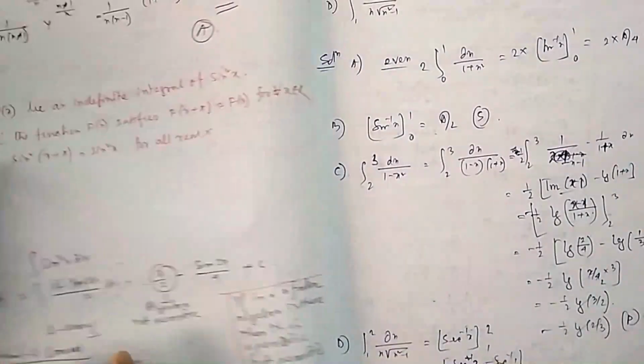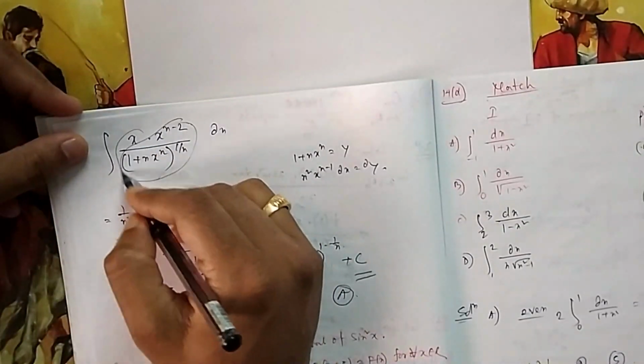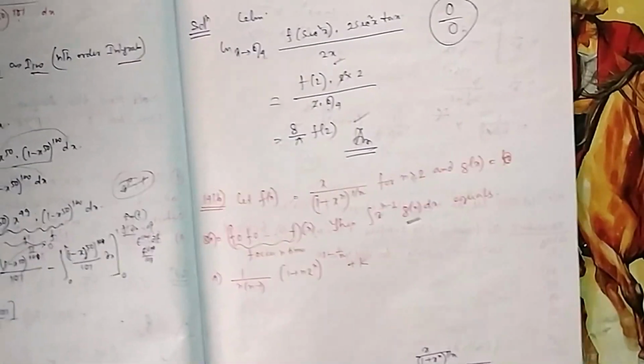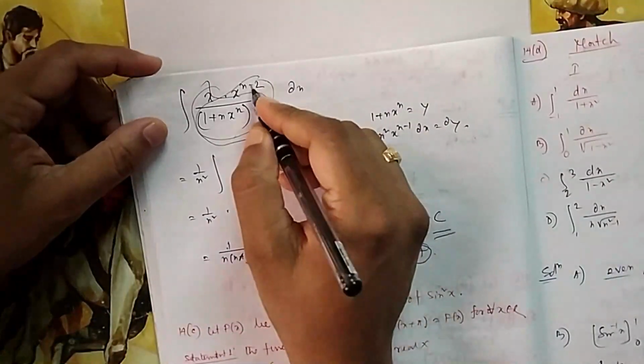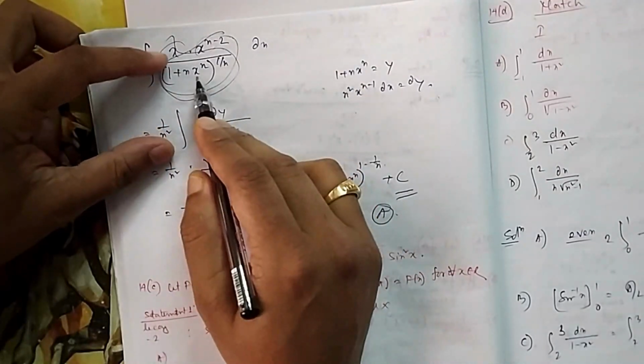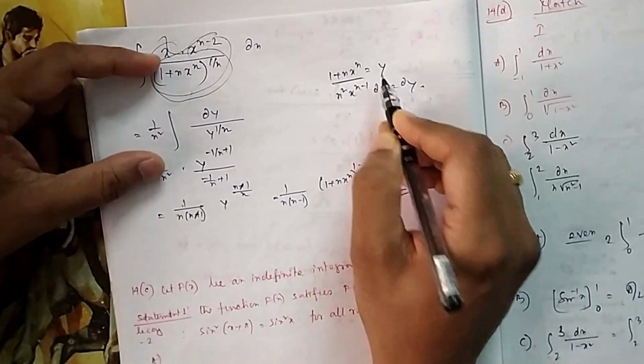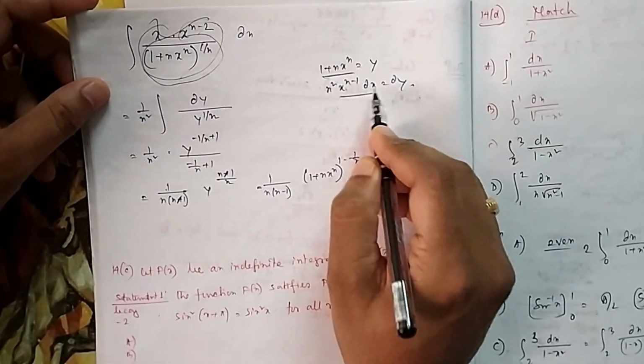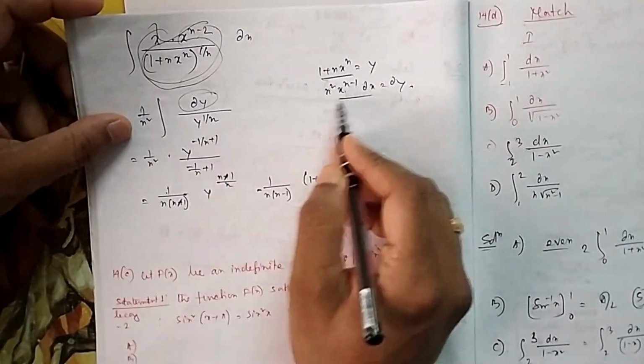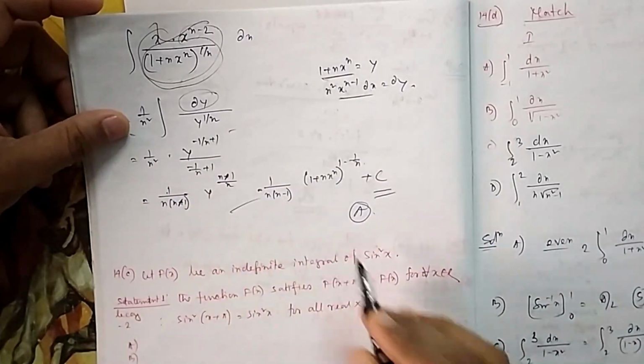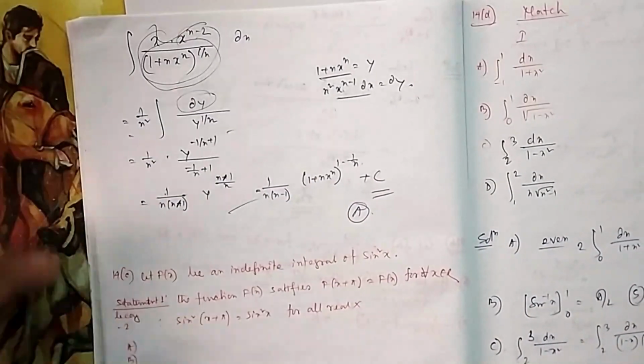So once you know your gx, then you can easily integrate this one. This is your gx. So they are asking you x to the power n minus 2 into gx. So this will be x to the power n minus 1. You can easily take 1 plus this one as y. So you will get x to the power n minus 1 dx is equal to dy divided by n square. So this integration will look easy. Lastly, we will substitute the value of y.